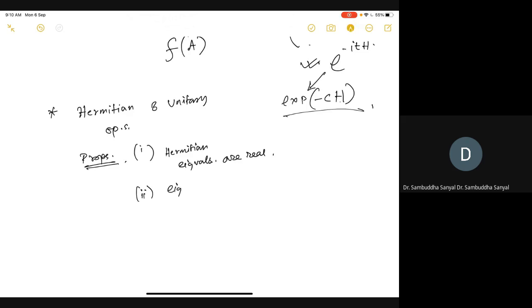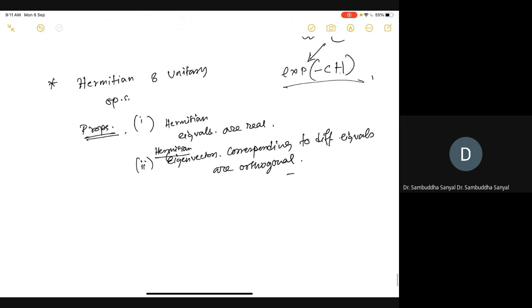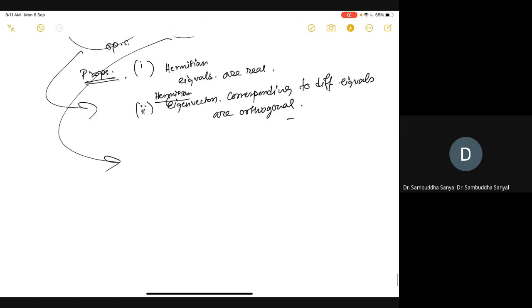So eigenvectors, again Hermitian, corresponding to different eigenvalues are orthogonal. So these two are very useful properties in the context of quantum mechanics. So this is for Hermitian. Similarly for unitary, there are another two properties.